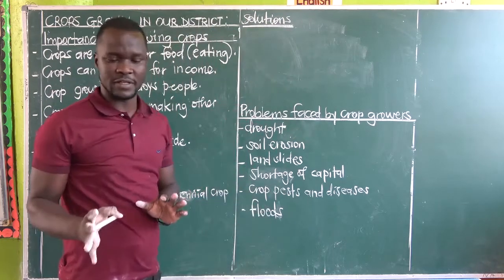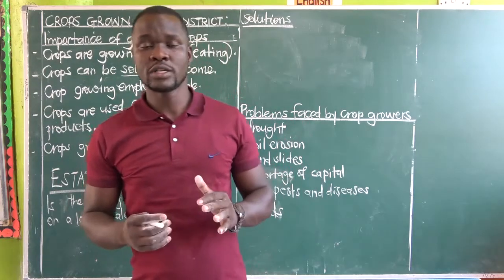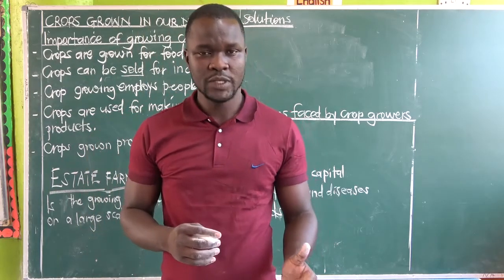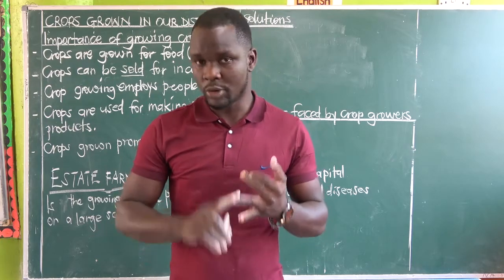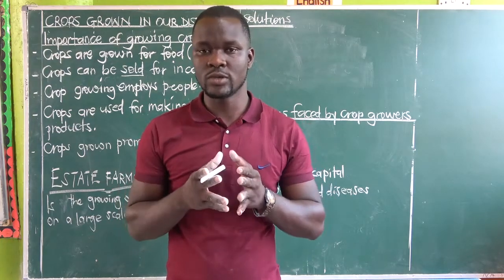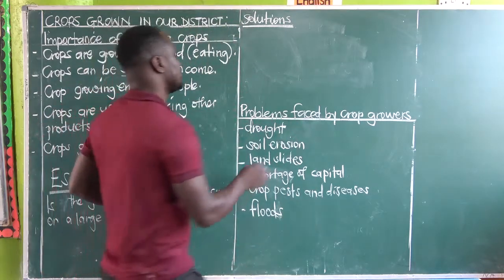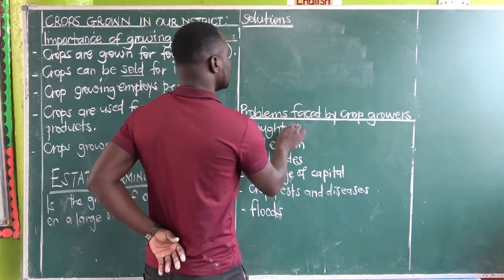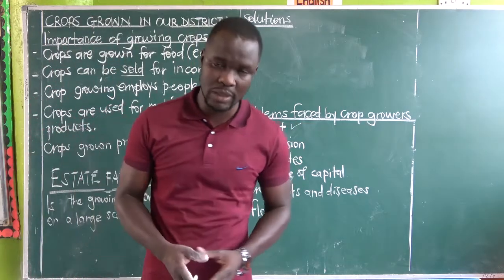And dear primary 4 child, the solutions in social studies are got from the problems, which means for us to get the solution, we should be able to look at the problem. Because once we identify the problem, then we shall be able to get the answer for it. That is what we call a solution. For example, we have the first problem, drought. How are we going to overcome the problem of drought?